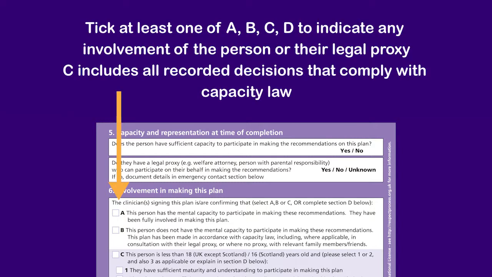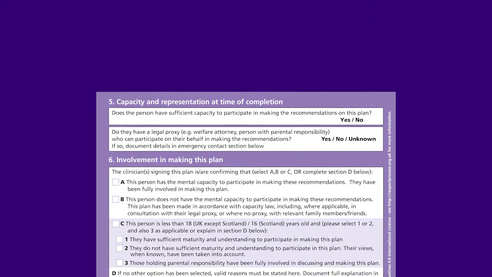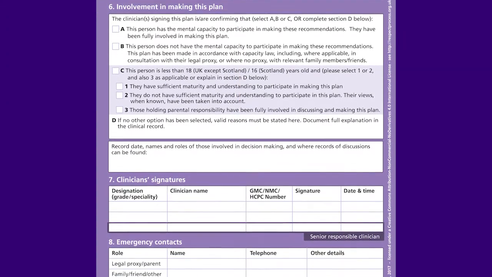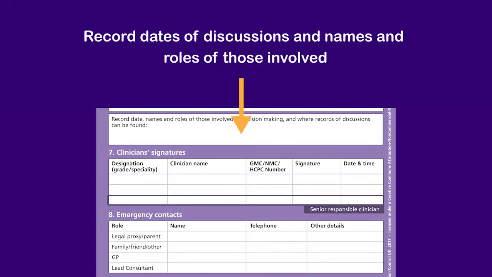Tick at least one of A, B, C, D to indicate any involvement of the person or their legal proxy. C includes all recorded decisions that comply with capacity law. If the plan has been made with no involvement of the person or their representative, state valid reasons for this. Record dates of discussions and names and roles of those involved.